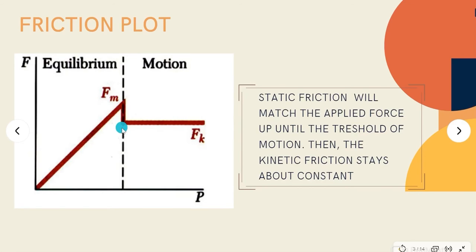To keep the object sliding, we still need to apply force, and this is the kinetic friction. We can see that the value of kinetic friction remains constant as we do not need to apply as much force to keep the object sliding as we needed to originally break free of static friction.